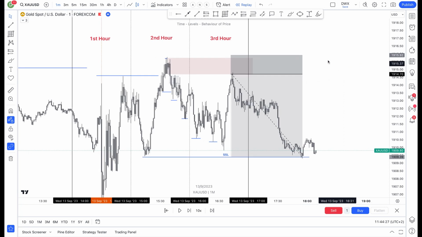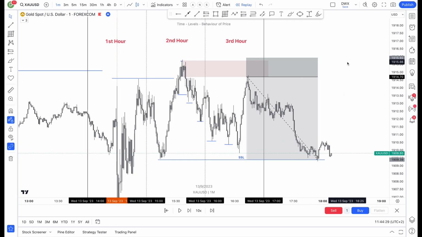So I hope this makes sense. Important understanding basing trades off of the first 3 hours in the session.